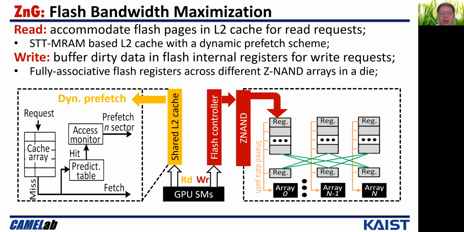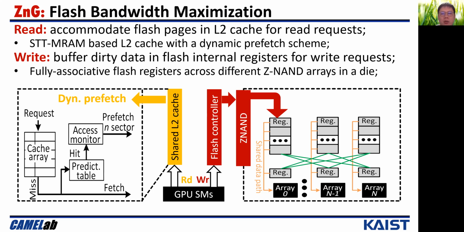To maximize the flash bandwidth, we leverage the GPU L2 cache to buffer the flash pages for the small read and write requests. We increase the GPU L2 cache capacity by employing STT-RAM. We further improve the cache utilization by designing a dynamic prefetch scheme. It includes 2 new hardware components. A prediction table examines the read request and decides whether to perform data prefetch. An access monitor dynamically adjusts the best prefetch granularity.